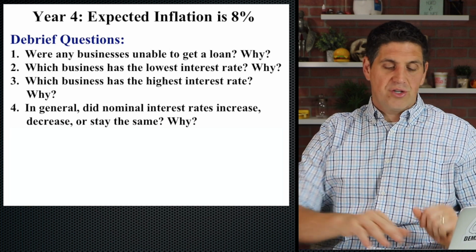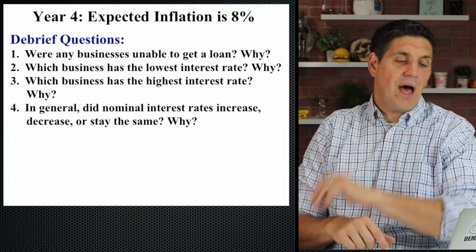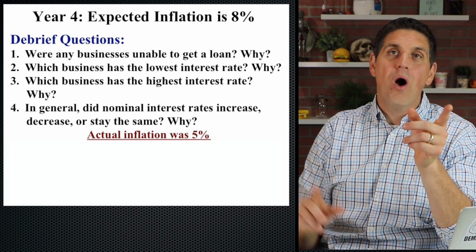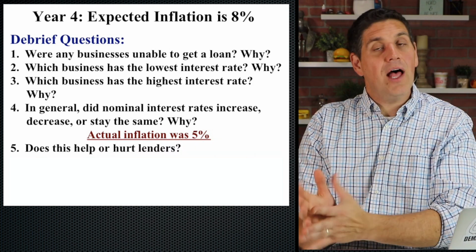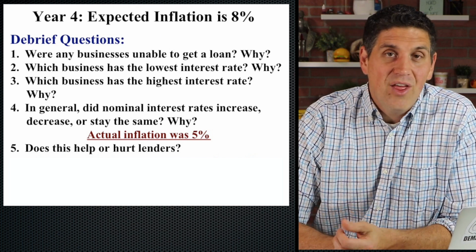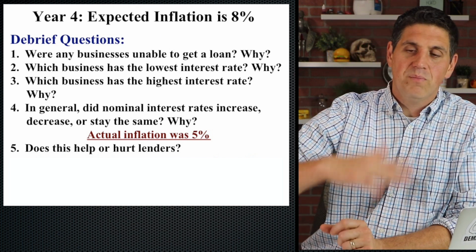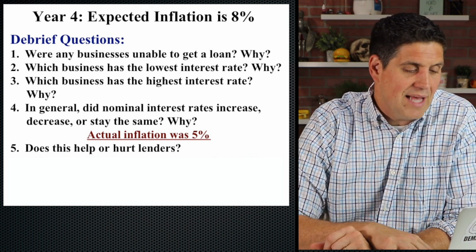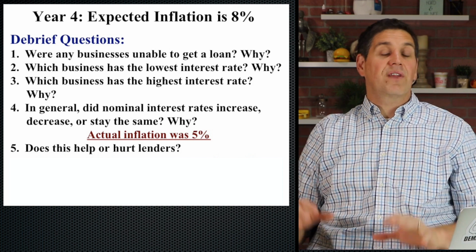So now nominal interest rates are through the roof, but it turns out actual inflation is 5%. And you hear from the banks go, oh yeah! Does this help or hurt lenders? And the banks are happy because now when they actually calculate their real profit, we're lending out money expecting 8% inflation. It turns out that it was 3% less than that. And then they actually calculate that as well.